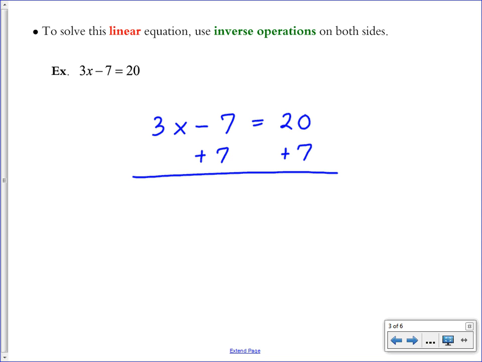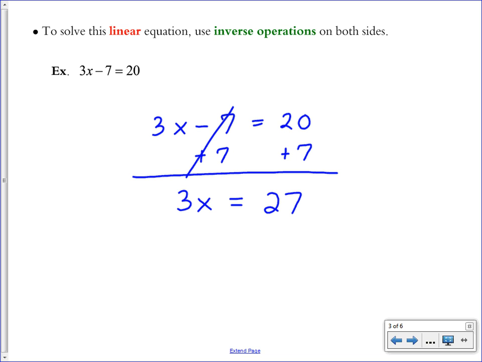A minus 7 and a plus 7 would just come out to 0. So this effectively cancels out. Bring down what you have left. I have a 3x on the left side of the equation. Bring down your equal sign. That's very important. And then do the operation 20 plus 7 to get 27.